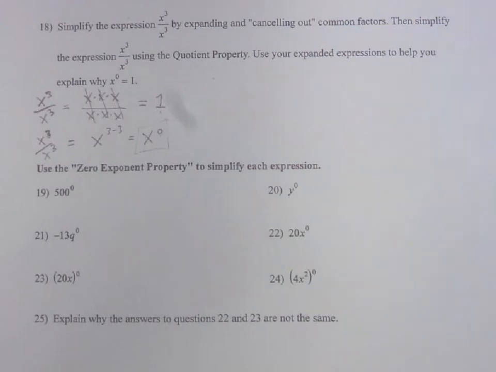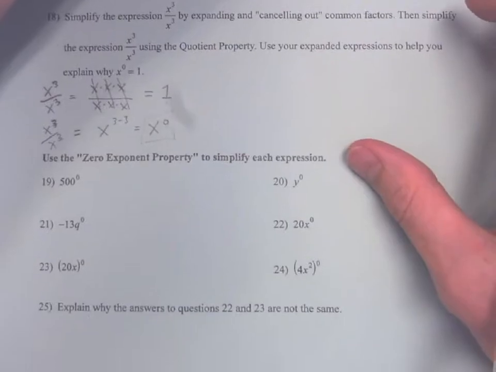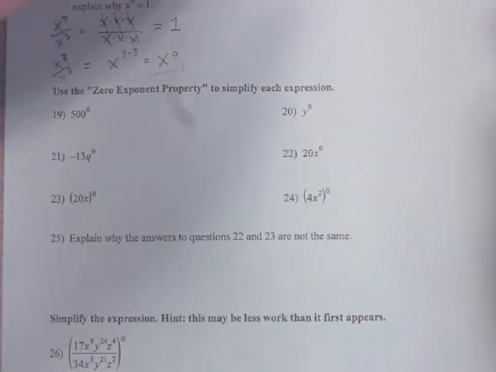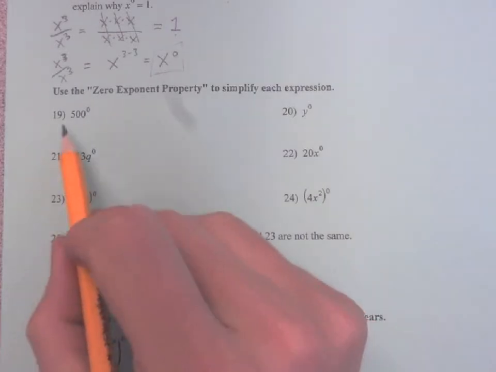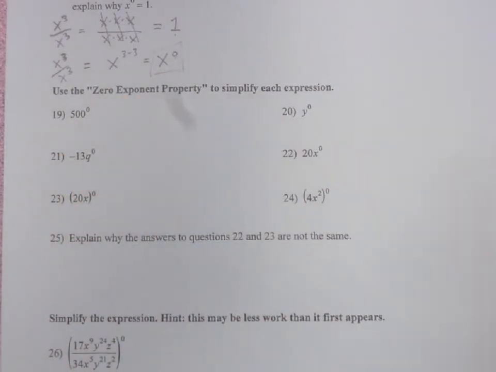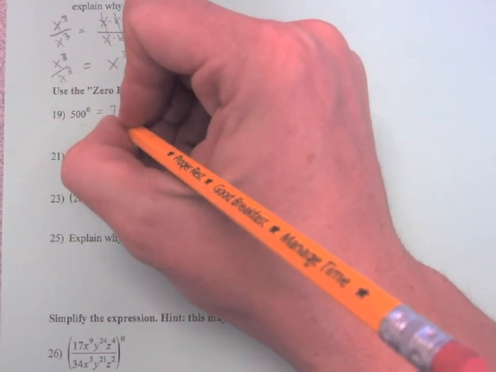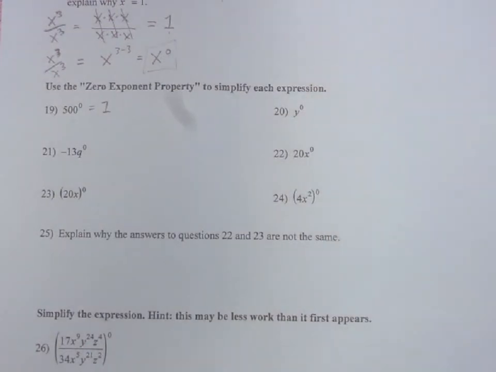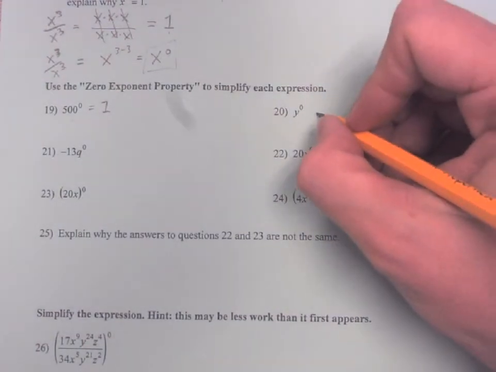Okay, so the zero product property says that anything raised to the 0 power is going to be 1. The tricky part here is actually determining what is raised to the 0 power and what's not raised to the 0 power. So sometimes these are pretty easy. Like this is something raised to the 0 power, right? 500 to the 0 power is 1. And this is something to the 0 power. Y to the 0 power is 1.